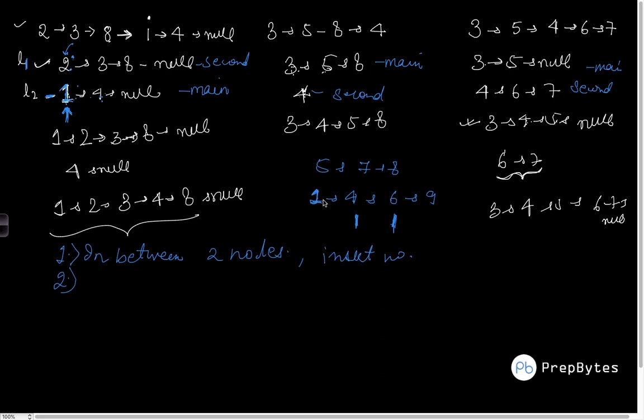Else, if that does not happen, what we will do is simply go to the next node in the main list. Now I'll check whether 5 lies between 4 and 6. If 5 lies between 4 and 6, yes, it does. So I'll simply put 5 here.